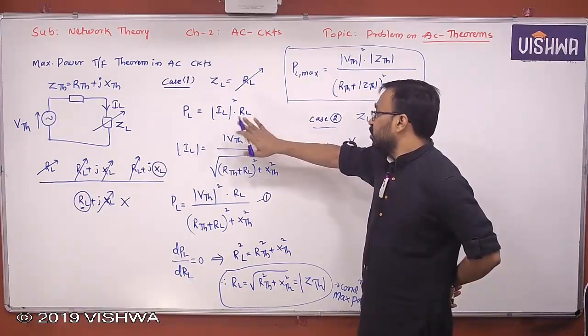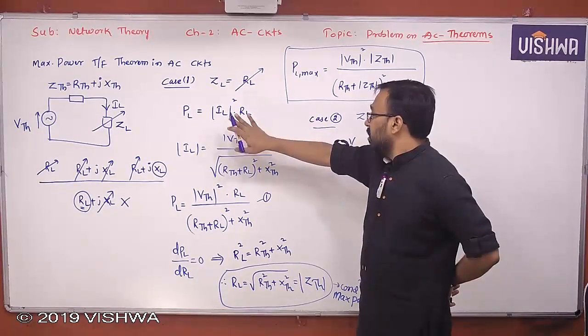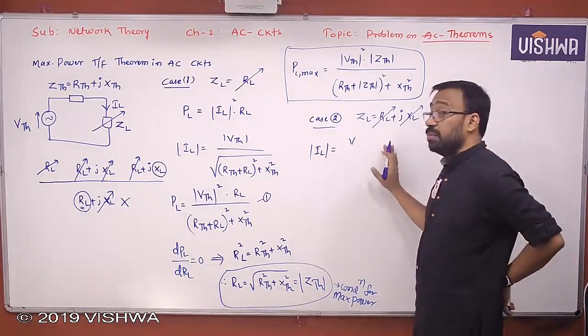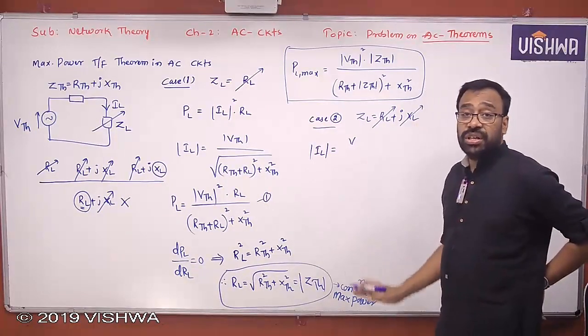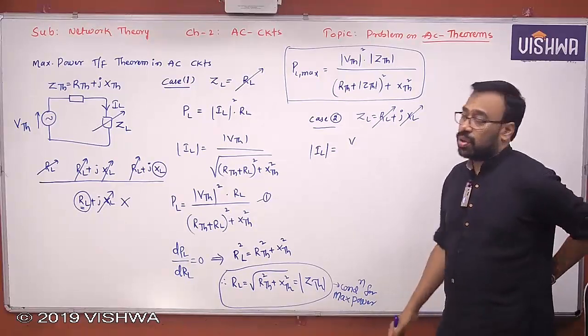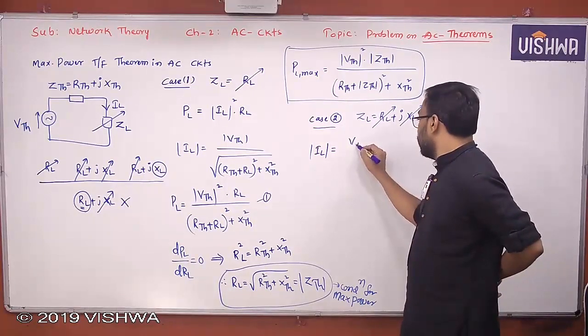Other than RL, there should not be any other variable. Then differentiate that with respect to the variable. Now there are two variables. When there are two variables, the PL must be differentiated with respect to RL as well as XL. That means partial derivatives I'm supposed to apply. So let me see that.